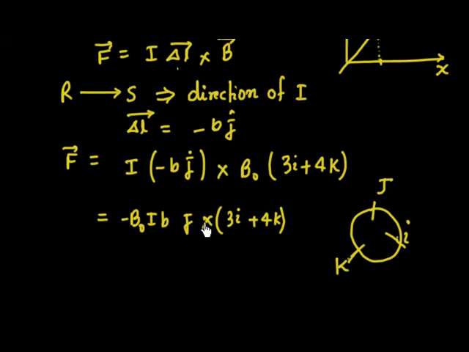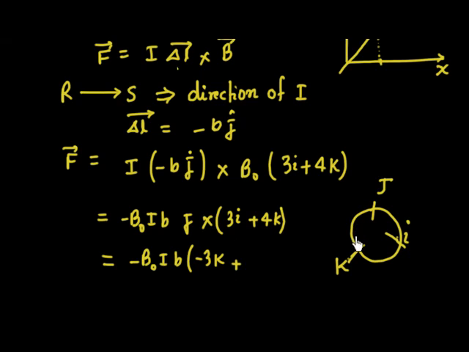So I need j cross i. j cross i is minus k. So this is B naught I b, and j cross i is nothing but minus k. So this is minus 3k. j cross k is plus i. So j cross k is plus i.